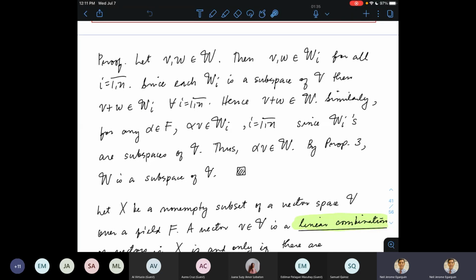At dahil yung V plus W nasa bawat isang W sub i, their sum must also be in the intersection of the curly W sub i's, and hence proving this result. So closure under vector addition is done. Is that clear?